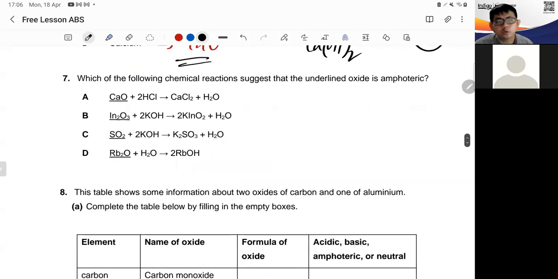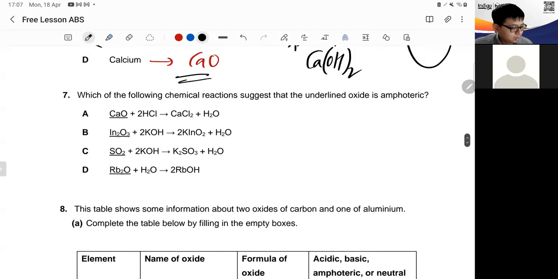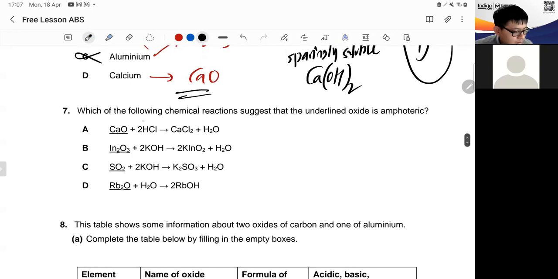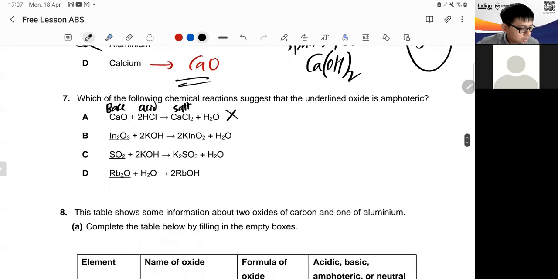Question 7. Which of the following chemical reactions suggests that this substance is amphoteric in nature? Amphoteric means it is acting unlike itself, unlike what it's supposed to do. Let me give you an example. A is metal oxide plus acid gives you salt and water. That means this is a base. Metal oxides tend to be basic in nature. So A is not the answer because the metal oxide is behaving like a metal oxide. It is behaving like a base. That's not so good. Let's look at C.